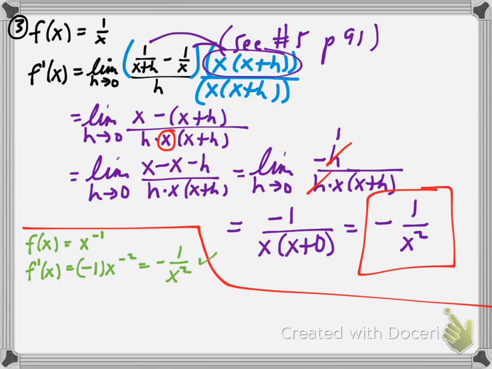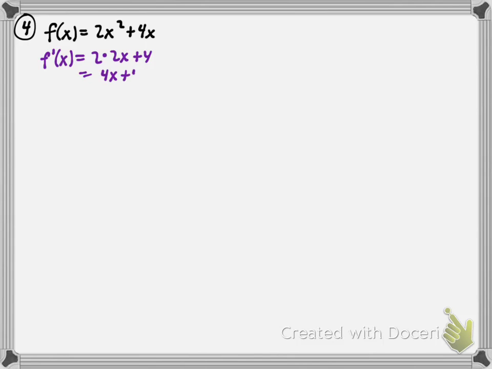Okay, and I think I'll go ahead and scoot on over here to number 4. Number 4, at the top of this study guide, number 2, says we're supposed to find the equation of the tangent line to the graph of f when x is 2 for this function. This is a pretty quick one: f of x equals 2x squared plus 4x. Well, f prime of x, let me do this in a different color, we first have to find the slope of the tangent line. 2 times 2x plus 4. So we have 4x plus 4.